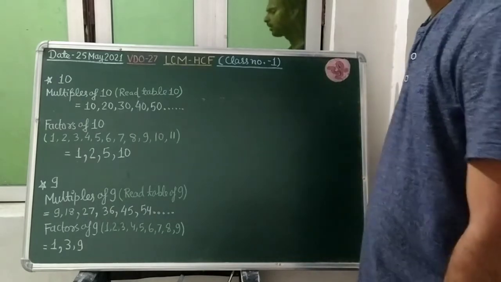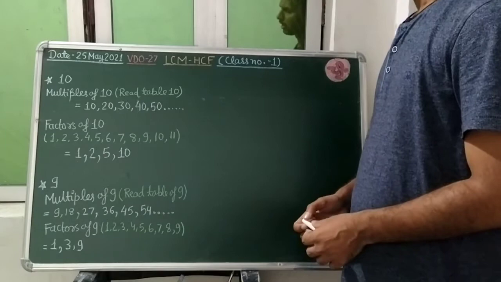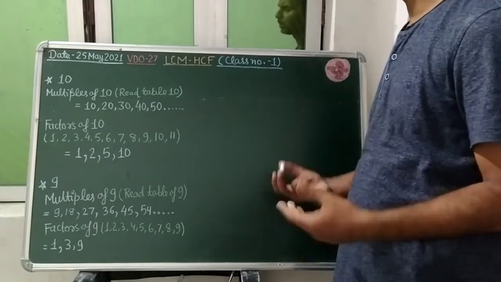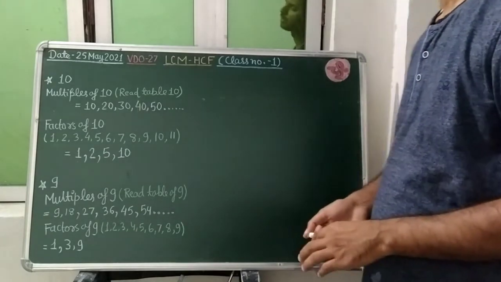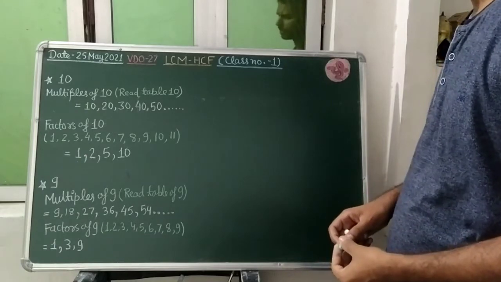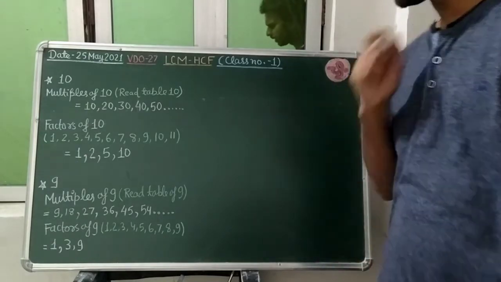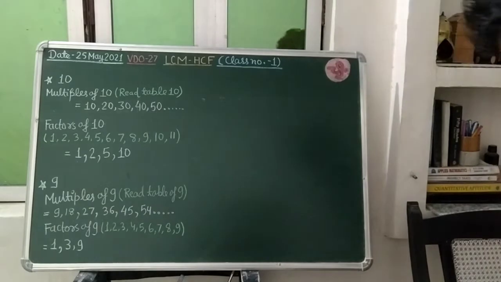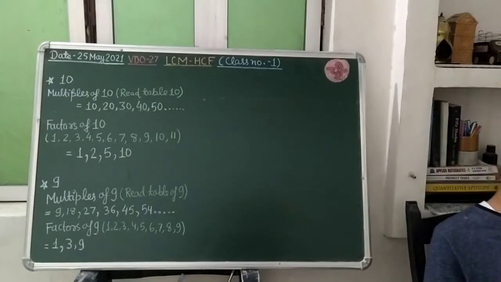So these will be the multiples of 9 and the factors of 9. Okay. So you can write this. After that I am talking about more numbers.